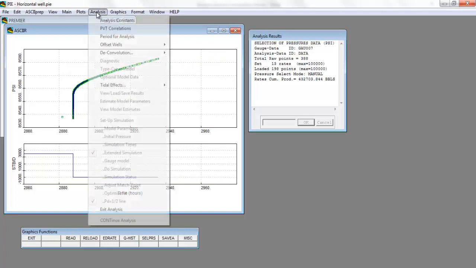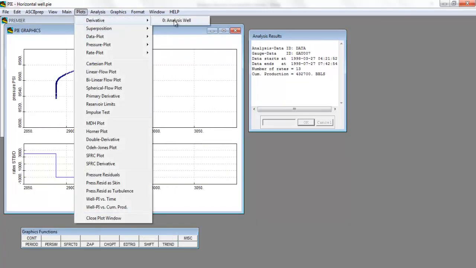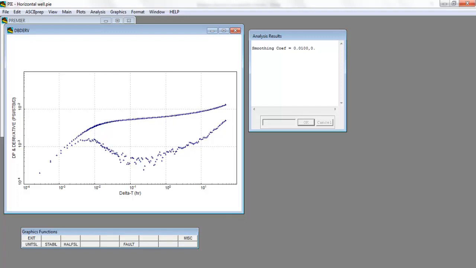Let's have a look now at the derivative. So we're going to go on period for analysis, double click on this PBU, and derivative. And what we have now is the delta P plot and the derivative plot. We've got a bit of noise here, but roughly we can see a unit slope straight line and a hump. This is a stabilization, and then we see an increase in the derivative. We don't see any late time stabilization that could be indicative of the radial flow regime in the horizontal plane. So with this particular test duration, we don't have access to the horizontal radial flow regime, so we don't have KH and we don't have the total skin.